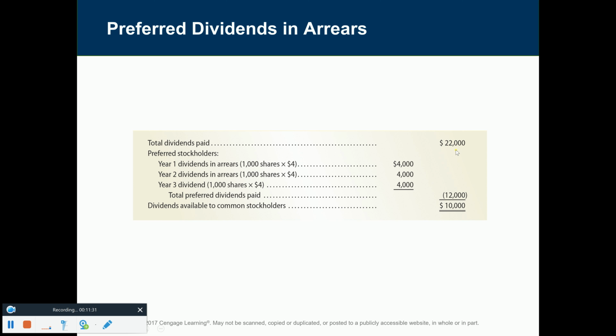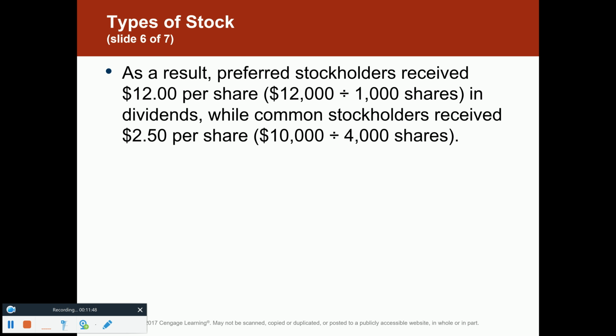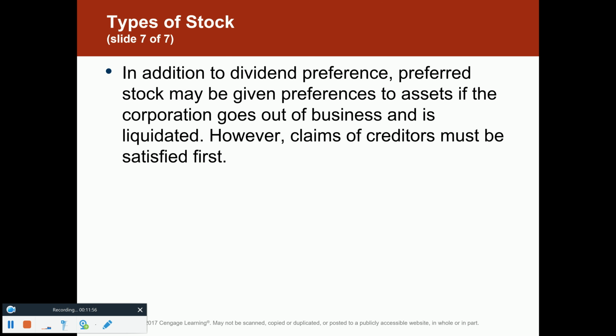So out of the $22,000 in dividends, the first $12,000 are going to go to the preferred shareholders to get them all caught up where they need to be. And then the difference would be dividends available to the common shareholders. Okay, so the preferred shareholders will receive $12,000 in dividends, and the common shareholders will receive $10,000.